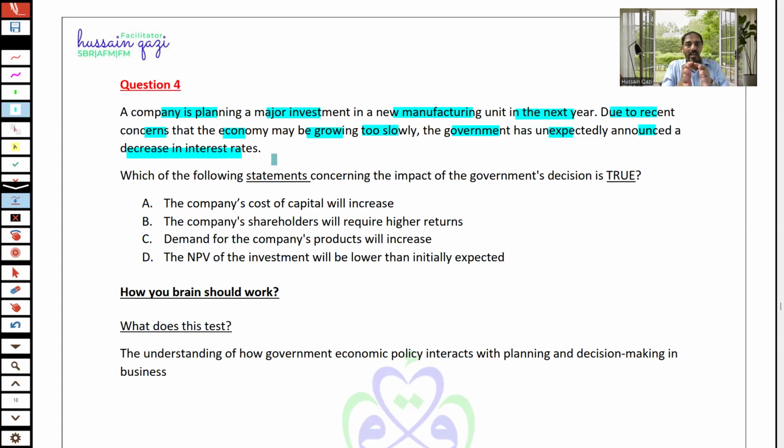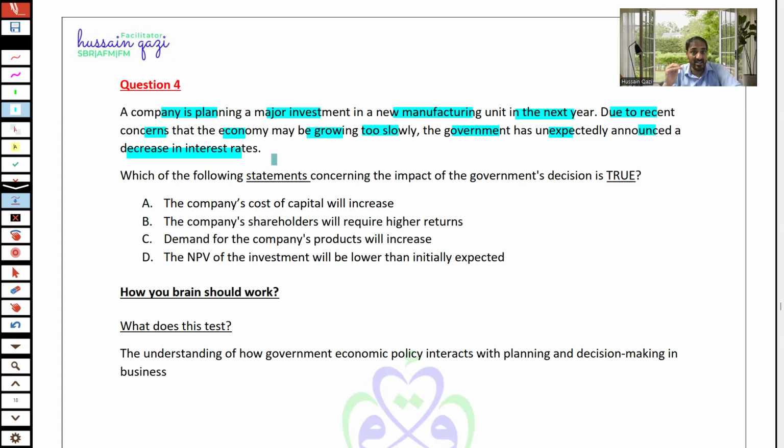So this is actually the topic about the financial management function and environment. The key point is the movement of interest rate and how it affects the business. So number one, the concept about financial management function and environment. Number two, the concept about interest rates.